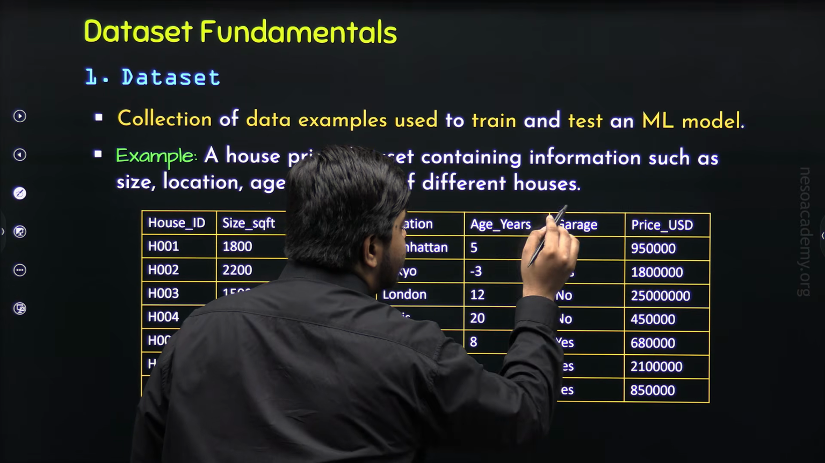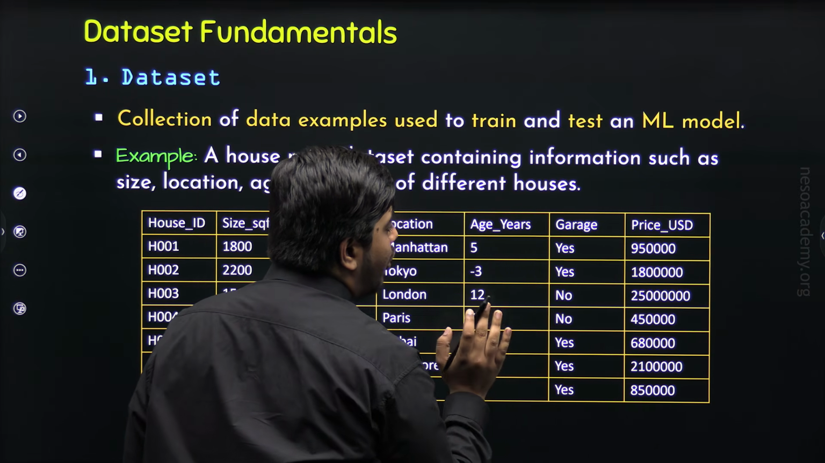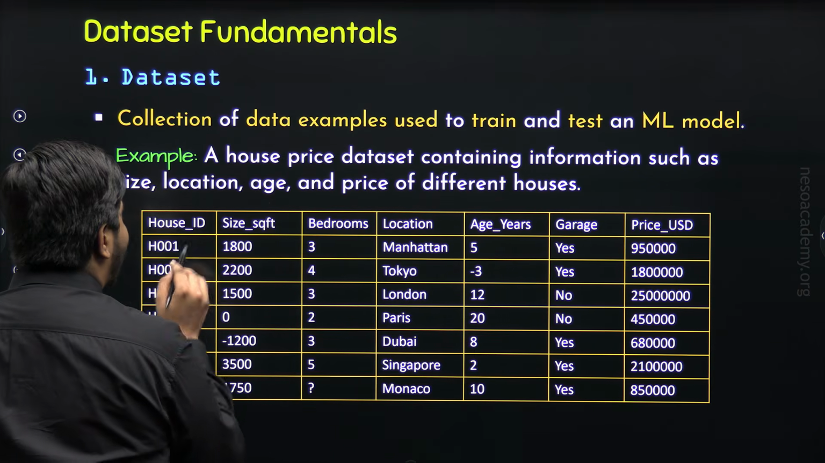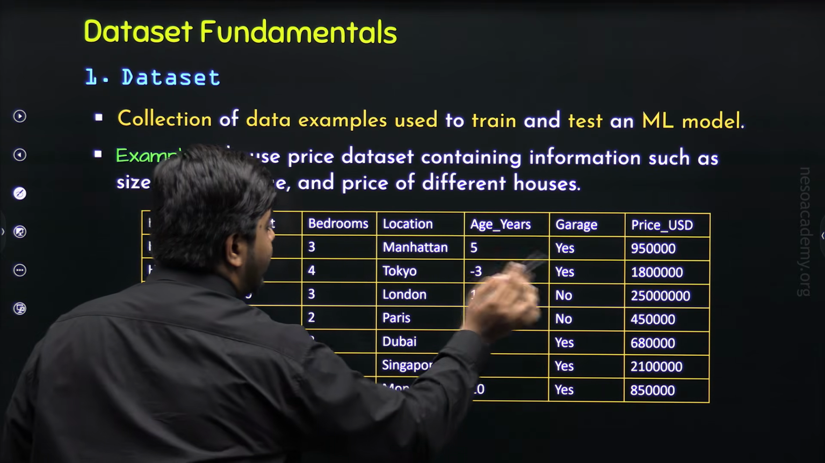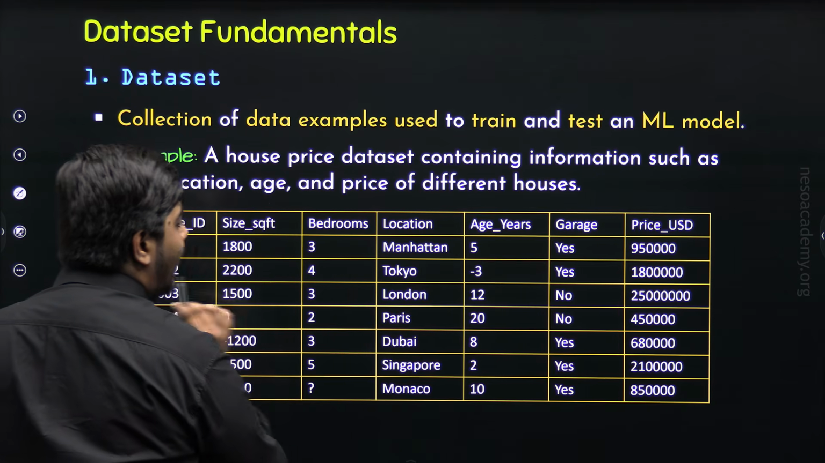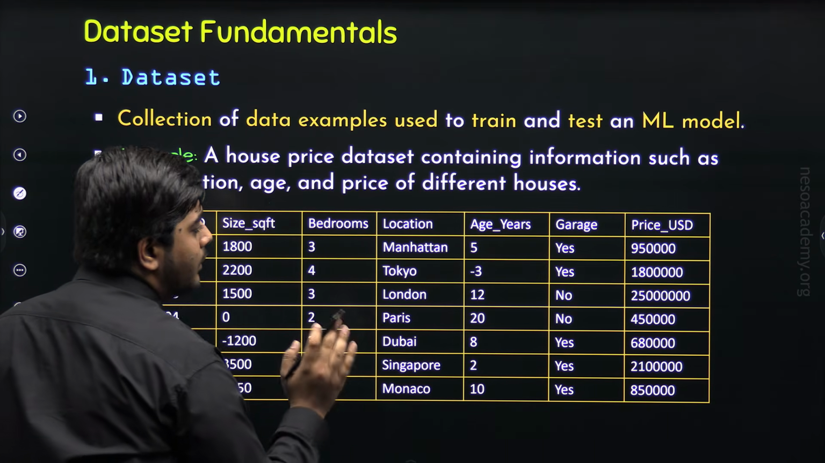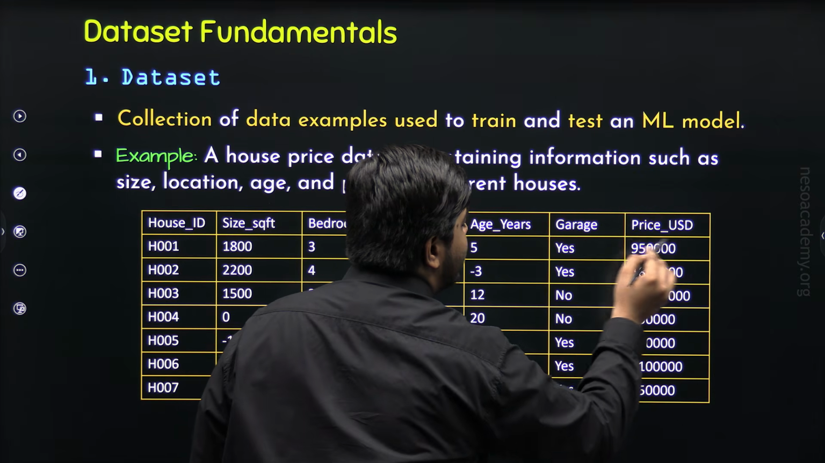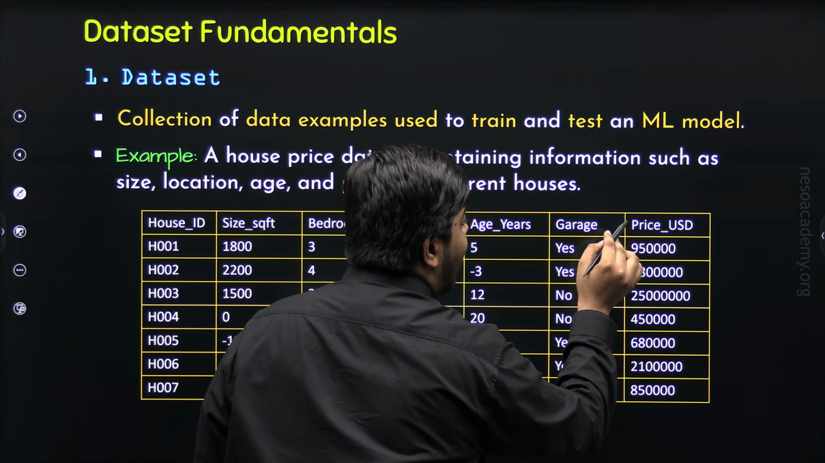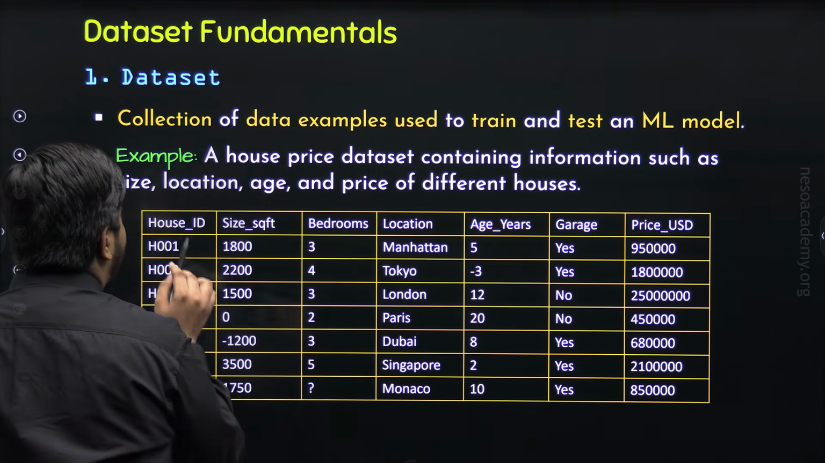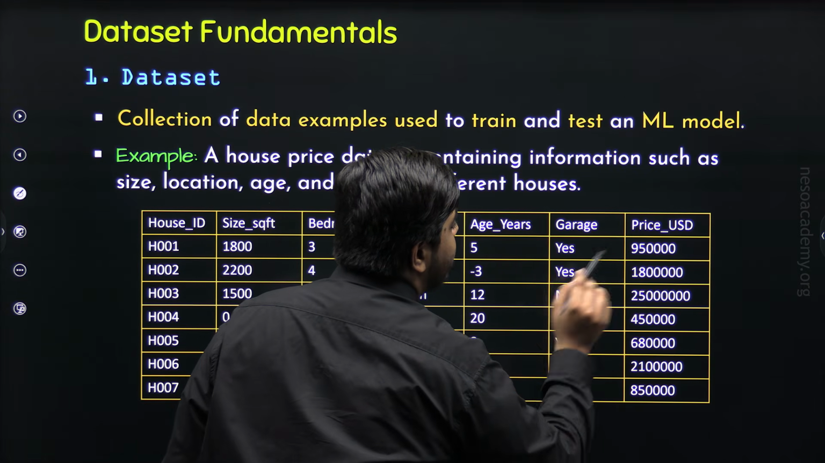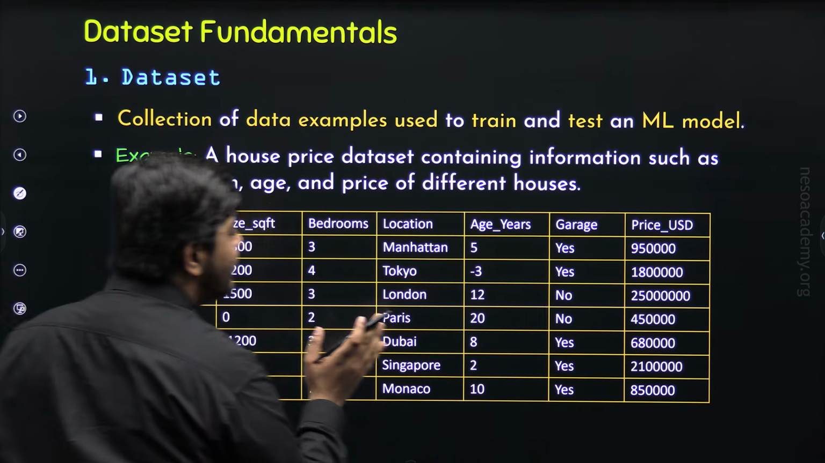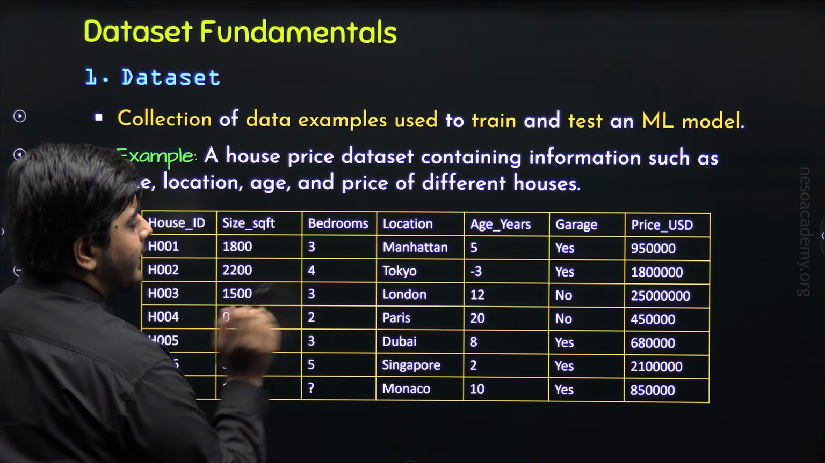Now, garage means whether the house has a garage or not. House number 1 has a garage? Yes. House number 2 has a garage? Yes. House number 3 has a garage? No. And so on. Now finally, price USD means the price of the house in US dollars. Like for house number 1, the price is 950,000 US dollars. So this is the example of a house price dataset.